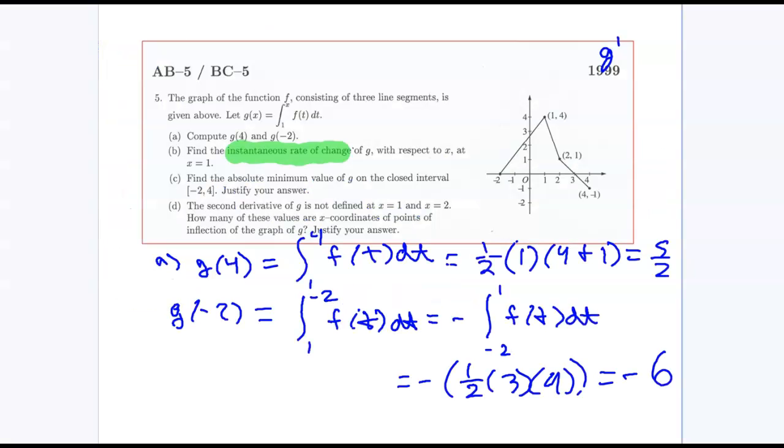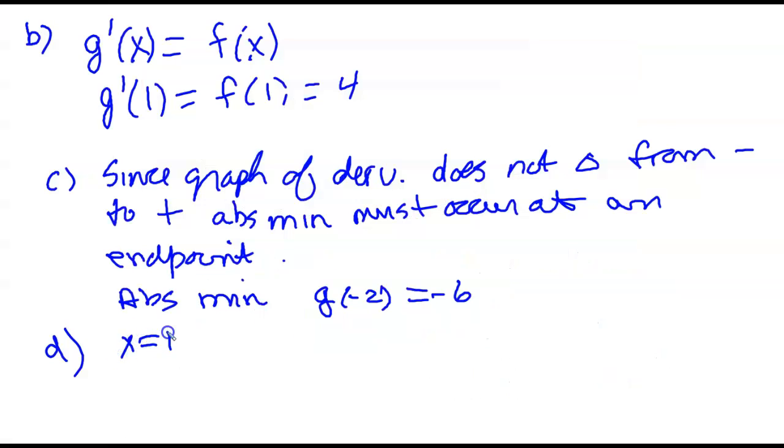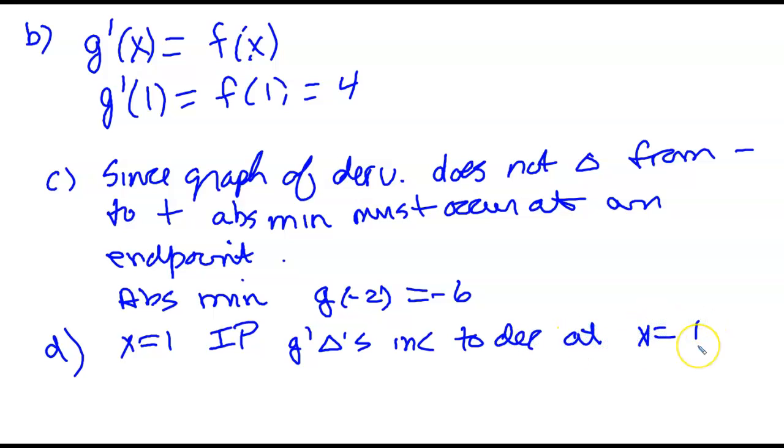And finally, in part D, we're told that the second derivative is not defined at x equals 1 or x equals 2. How many of these x-coordinates are points of inflection on the graph of g? Justify your answer. At x equals 1 and x equals 2, my second derivative is undefined. But at 1, my g prime is changing from increasing to decreasing. So we would say that x equals 1 is an inflection point. Why? Because g prime changes from increasing to decreasing at x equals 1. And that would be the only candidate.